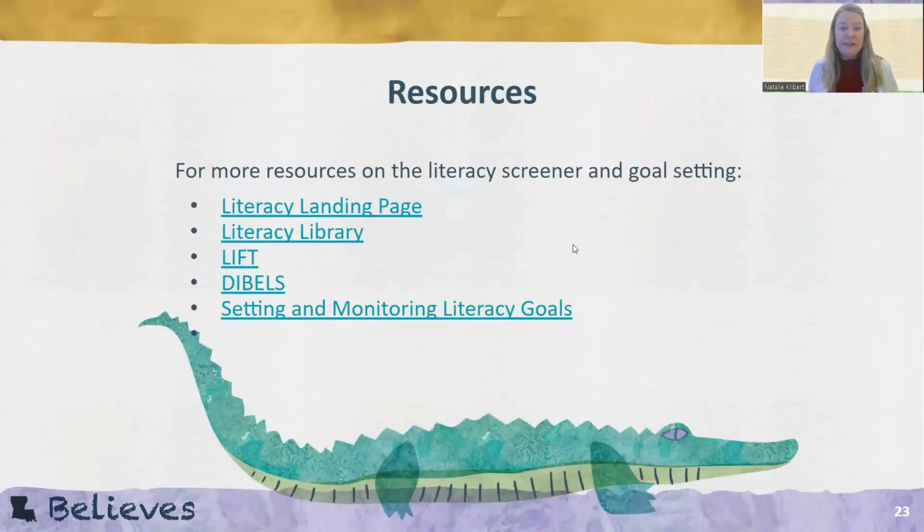So here are some different resources on the literacy screener and goal setting. A link for our literacy landing page, our literacy library, Lift, DIBELS, and then setting and monitoring literacy goals.